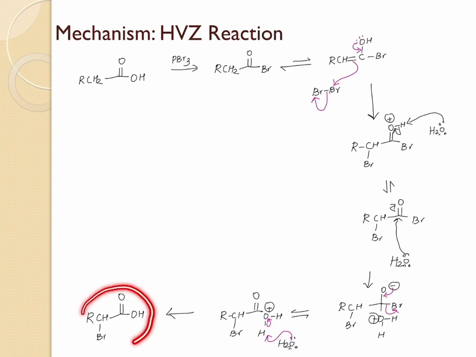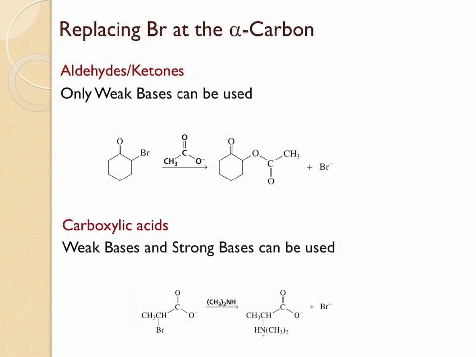So here is the final compound where you can see that the alpha hydrogen has been substituted for a halogen, and you still have the carboxylic acid functional group. The alpha halogenated carbonyl compounds are extremely useful in organic synthesis because they can be replaced by other nucleophiles.